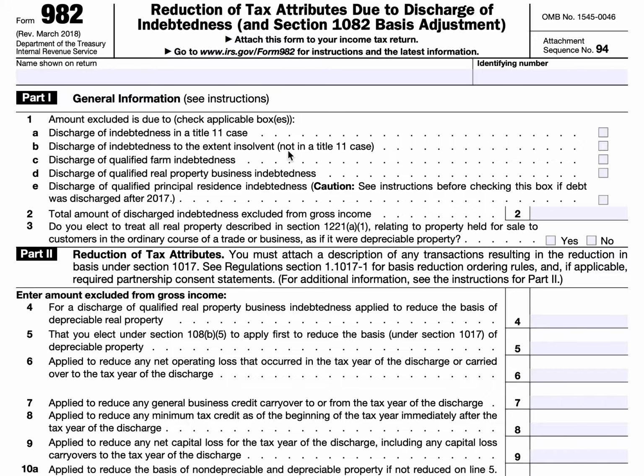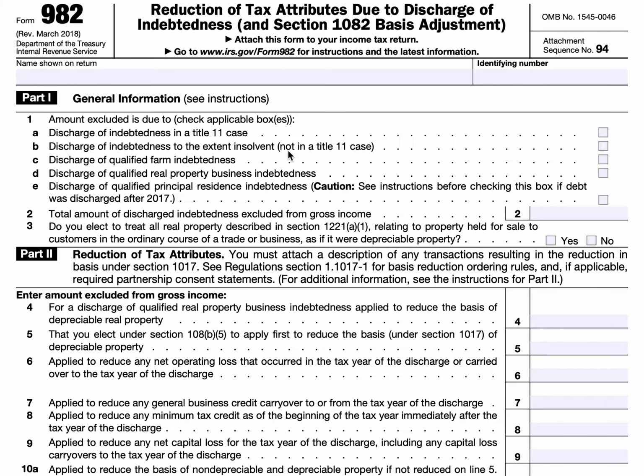And finally, discharge of qualified principal residence indebtedness. If the debt is discharged after 2017, there are certain rules that apply. Namely, one, the debt must be discharged before 2026, or discharged subject to an arrangement that was documented in writing before 2026. You cannot use this provision if you're in the middle of Chapter 11 bankruptcy. You must check the box on line 1A and follow those instructions.